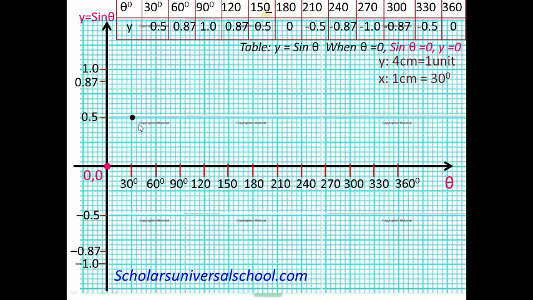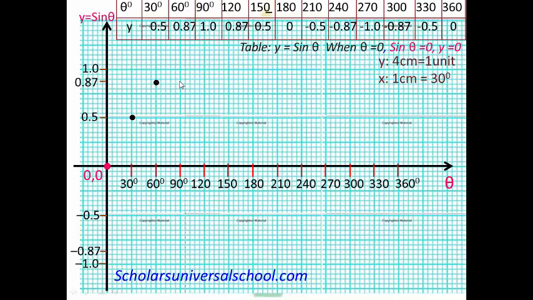Then when theta is 60°, y equals 0.87. So we come here, 0.87. Actually, this place is 0.9. This place is 0.85. This place is 0.8. We can see that. Then we have 0.85 here, and this is 0.9. So 0.87 is between 0.9 and 0.85. So we plot it in the middle here. So we can see it there.